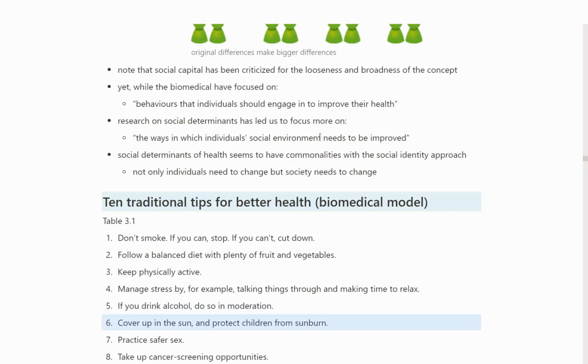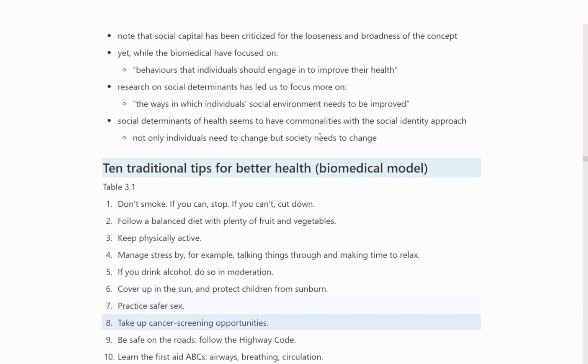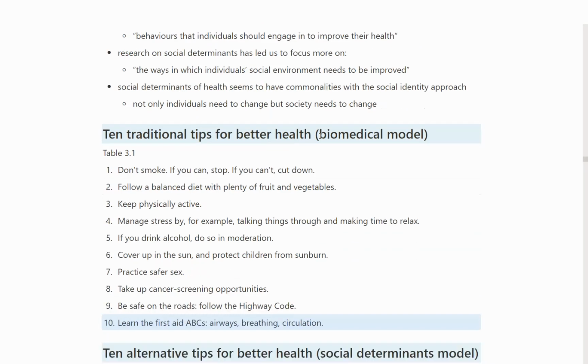Six, cover up in the sun and protect children from sunburn. Seven, practice safer sex. Eight, take up cancer screening opportunities. Nine, be safe on the roads. Follow the highway code. Ten, learn the first aid ABCs: airways, breathing, and circulation. So you can see that this traditional biomedical approach suggests some behaviors that each individual should take.